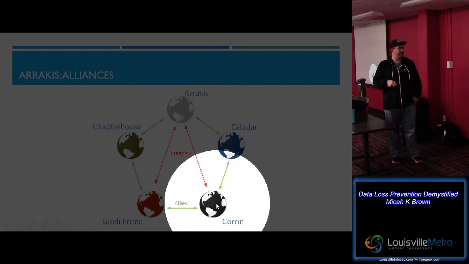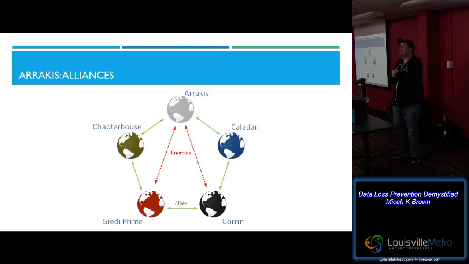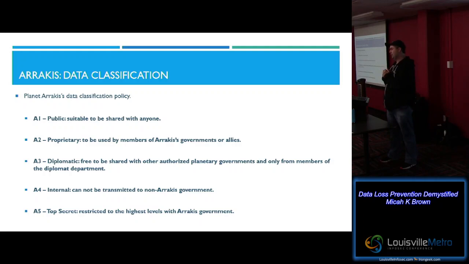So we simply create a data flow map. Pretty simple, right? I found that oftentimes a picture is 1,000 words. The next thing that we do is we create our data classifications. So A1 is going to be public. It can be shared freely and openly with anyone. Think about a weather forecast.